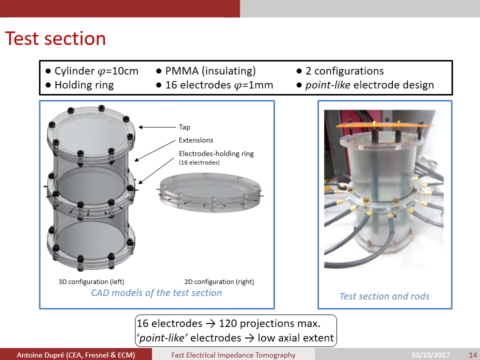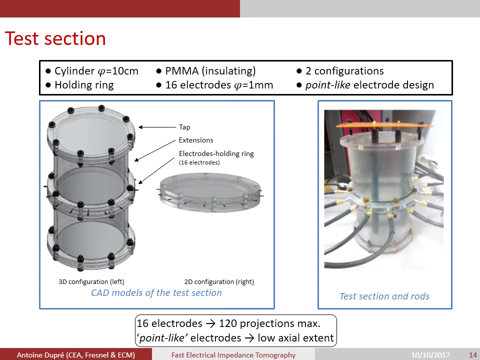The test section is a cylinder of inner diameter 10 centimeters, and it's made of PMMA, which is an insulator. I mentioned before that the idea is that we need to have compatibility with metallic enclosure. However, for sensitivity reasons, it's interesting to have an insulating enclosure because it prevents electrical currents from leaking into the enclosure, which would in the end decrease the sensitivity of the sensor. So the idea when we go for a high pressure, high temperature test section will be to apply an insulating coating on the inner surface of the pipe, which will be metallic.